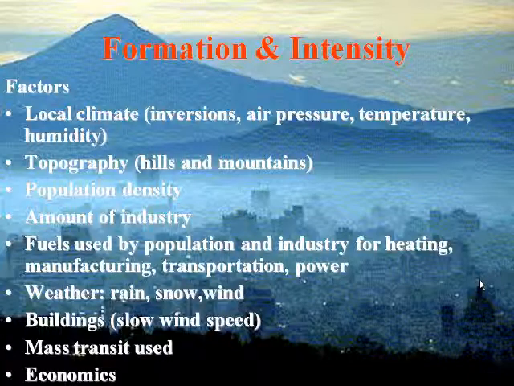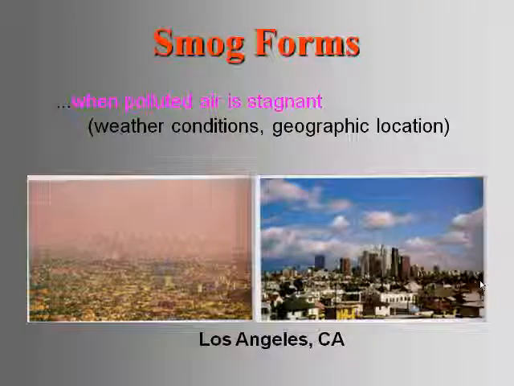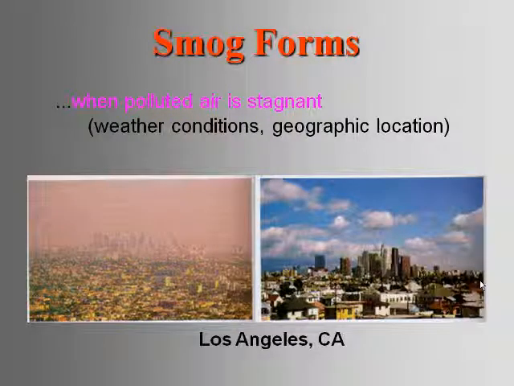Okay, so the formation, how does air pollution form? How strong is it? The factors that affect that are exactly what you would expect. The climate, the topography, population, industry, all the stuff that we are doing, and what is going on with the environment and the air around us, the weather around us, all of that's going to affect how much air pollution you see at any given location. So smog forms when polluted air is stagnant, it's not moving. So that's the weather conditions, the geographic location. If there's no wind moving through, on a very still day, you see a whole lot more smog. That happens in Houston. Not very often, but it does happen.